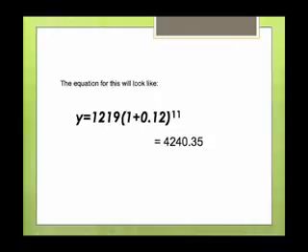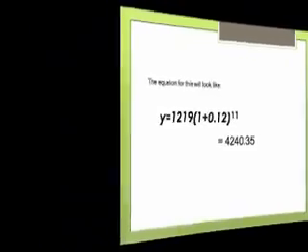So the setup of the monk parakeet problem looks like this. We have y equals 1219, our product, times 1 plus 0.12 or 12% growth for our base, and 11 for the amount of years that we're raising it to the exponent. We're going to get 4,240.35 birds. Now, of course, we don't get 0.35 birds, but then again, for our exponent, we're using years and not a more exact or continuously compounding exponential function.